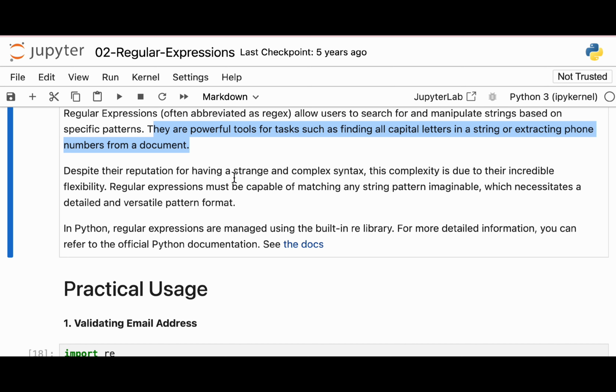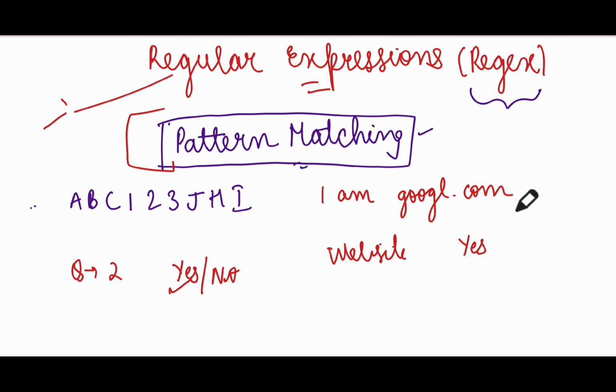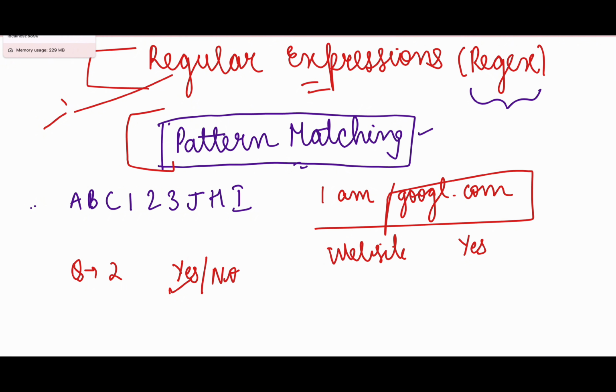Despite their reputation for having a strange and complex syntax, this complexity is incredible, because they are very flexible. This might sound like a very basic thing to you, that we are just matching an email address in this, but regex functionality can go from very basic code to very advanced things as well. Even today, a lot of AI/ML techniques are totally dependent on regular expressions. So I really recommend that you watch this video till the end with proper understanding.